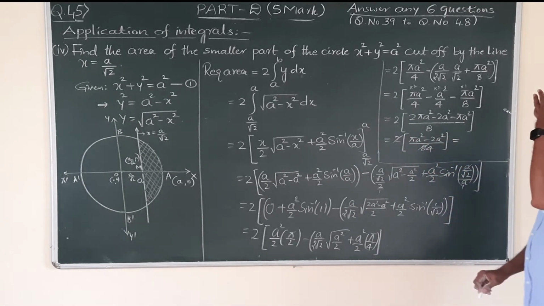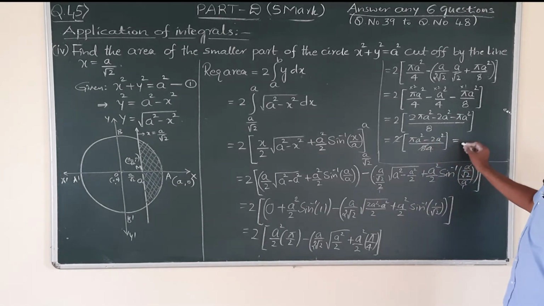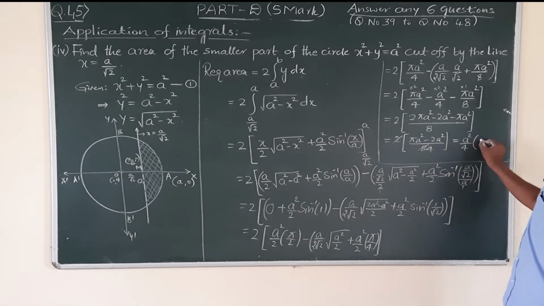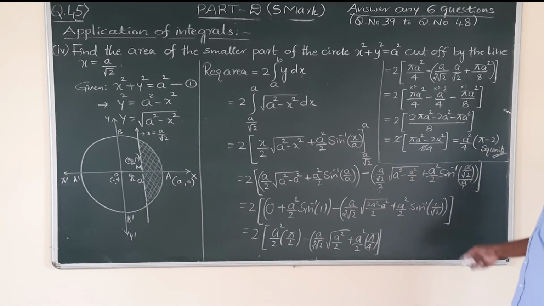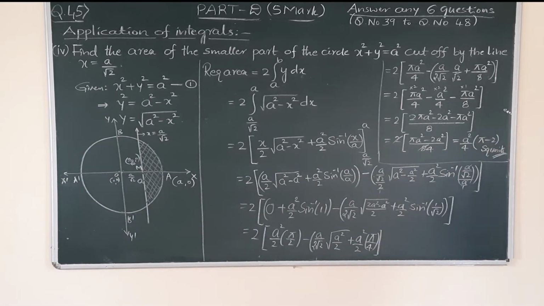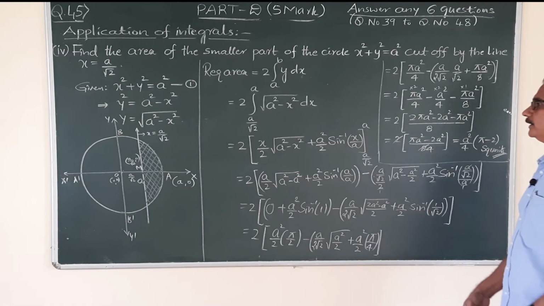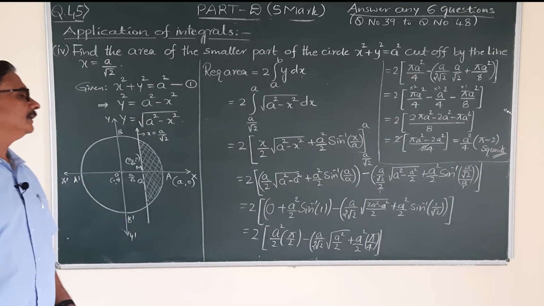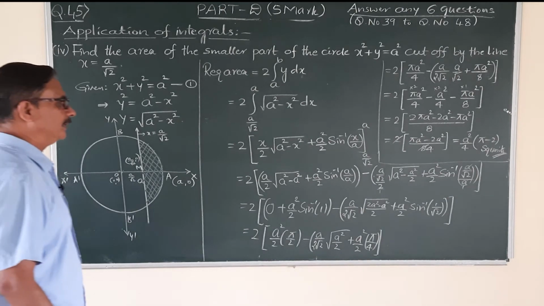In the numerator, is there any common factor? Look, a square is common, a square by 4, a square common. Taking a square out, pi minus 2 remains, measured in square units. This is the area of the smaller part of the circle cut off by the line x is equal to a by root 2. So the answer, the required area, is a square by 4 into pi minus 2 square units.